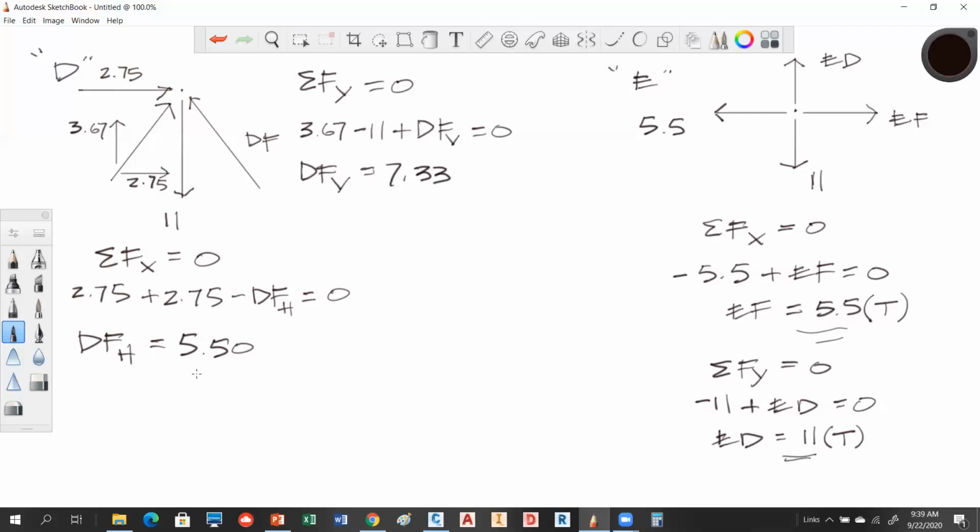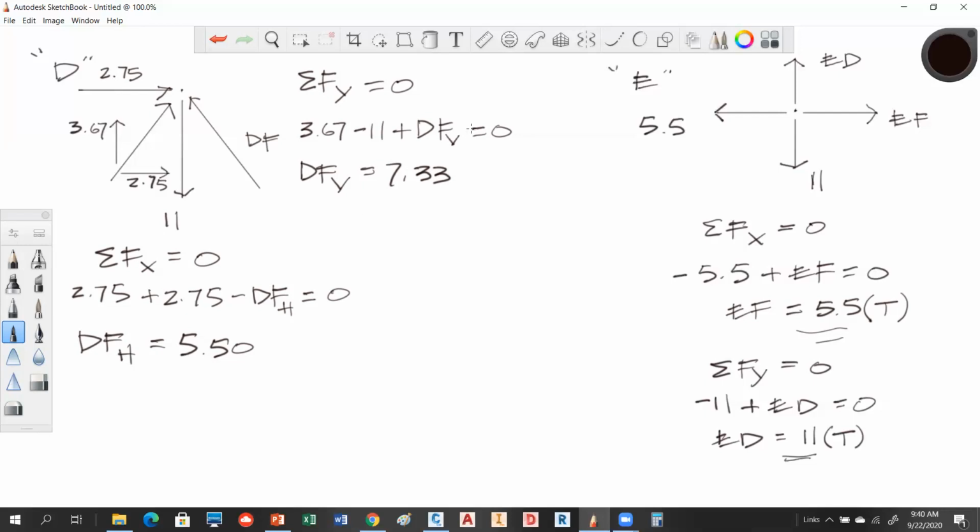Okay, so let me say something here. If this one is positive and this one is negative, you've got a problem. Okay, if one's positive, they both have to be positive. If one's negative, they both have to be negative. So we're good right now.